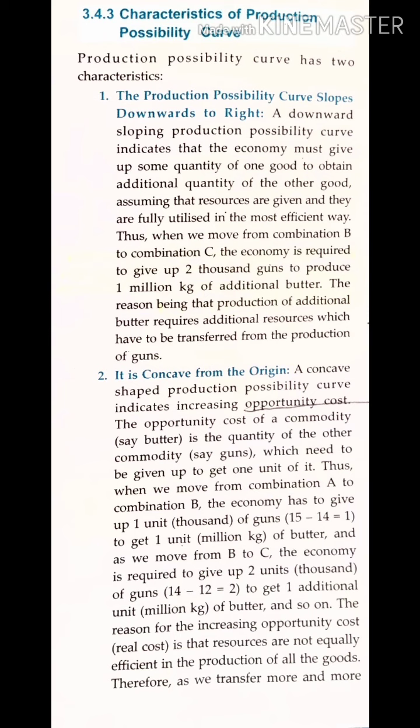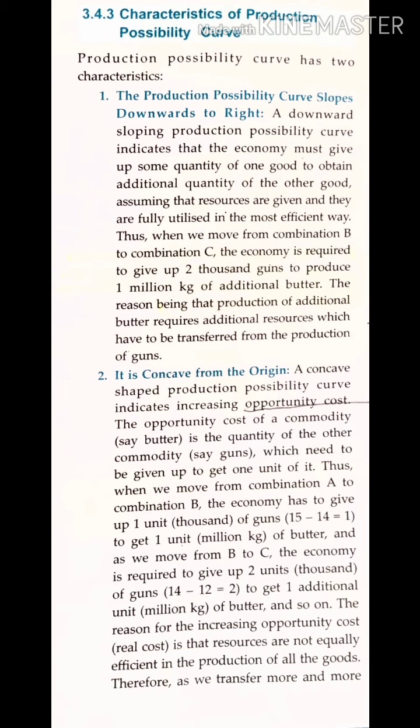Okay. Assuming that the resources are given and they are fully utilized. Given that is, resources are fixed and they are completely utilizing those resources. Okay. So when we move from combination B to C, you can see that whatever sacrifice is being done in one good, that is additional to the other good. That means that is adding to the production of another good, right?